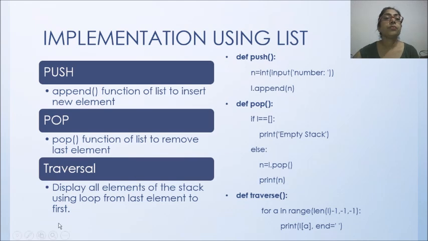Now I have listed all the three operations, push, pop and traversal, and I have mentioned which function we are going to use inside the particular operation. Suppose we want to push an element. So at the time of pushing an element, you need to use a function append, because append will always add a new element at the end of the list. So this will do the purpose for me. So I will use append function for push operation.